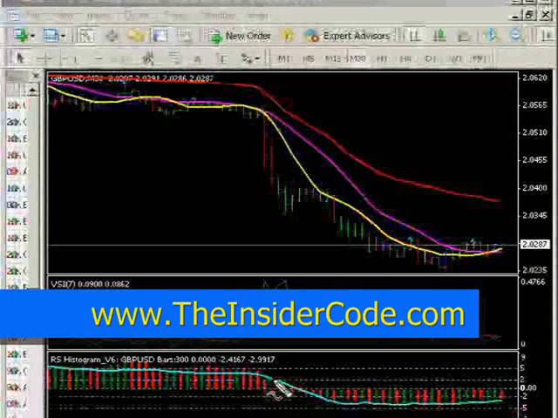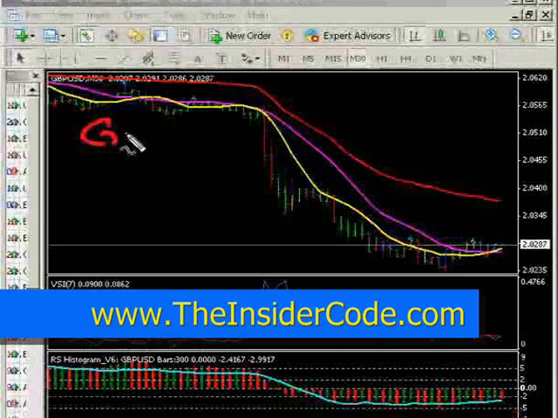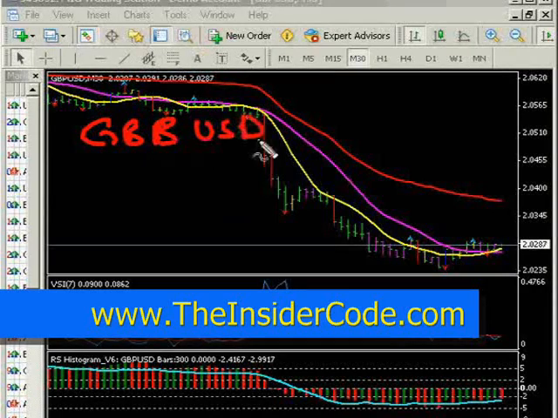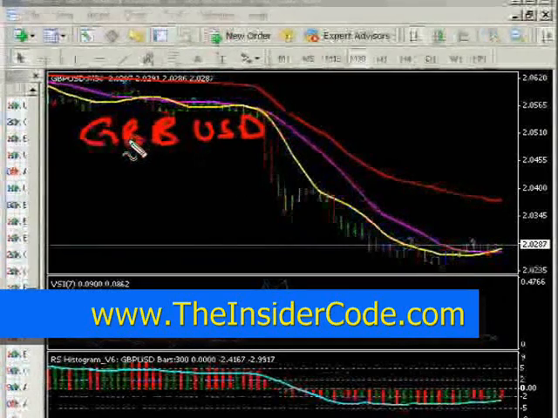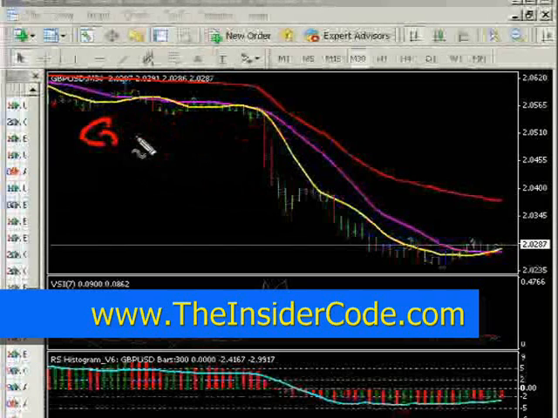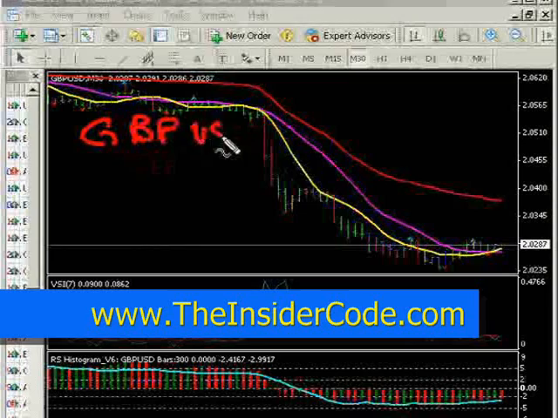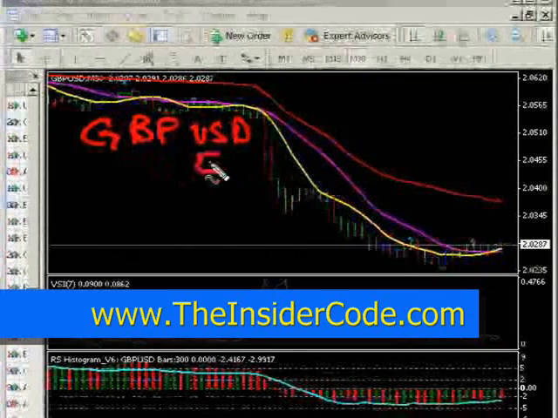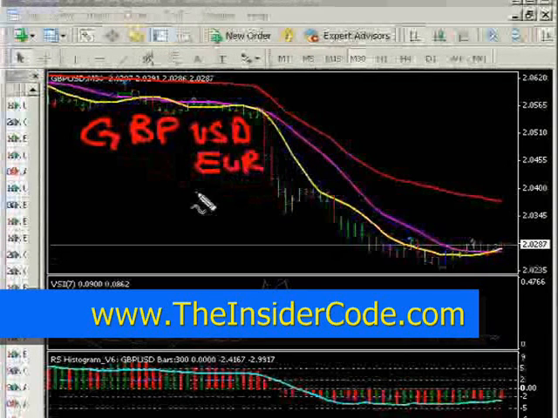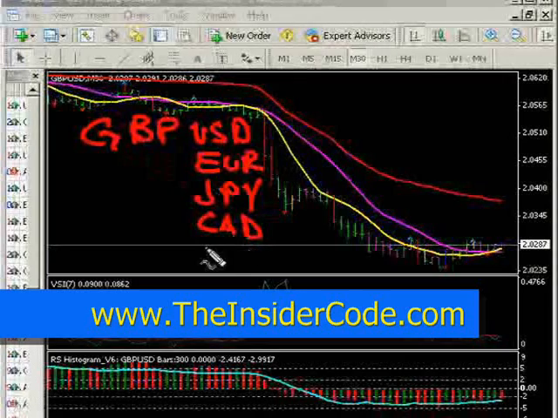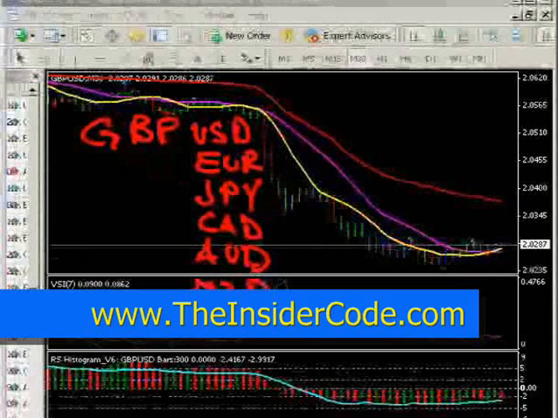When you're looking at a currency pair, for example, what we're looking at now is the British pound US dollar. But the pound, what did I do there? GBP, for crying out loud. The pound also trades against the euro. It trades against the yen, the Canadian, the Australian dollar, and the New Zealand dollar.